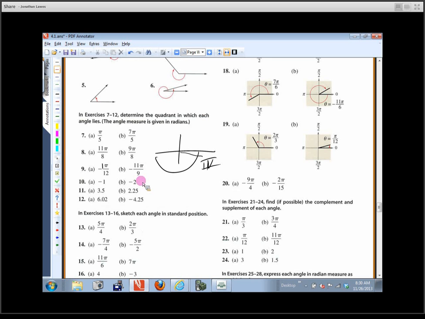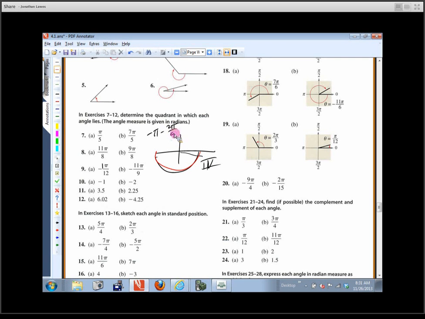Negative 11 pi ninths. Seems a little weird. We got this fraction. We got pi floating around. First of all, we're going in a negative direction, right? If it's helpful, think of it this way. Just like we put the 1 right here, think of what fraction this would be. Okay? 9 goes in here 1 time. So this is a negative pi minus, how many were left over? 2 pi ninths.